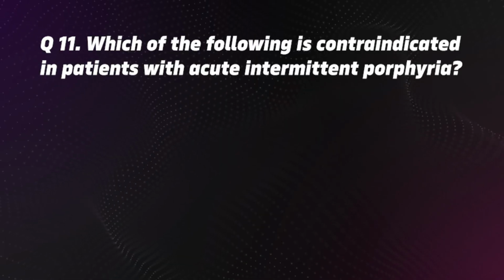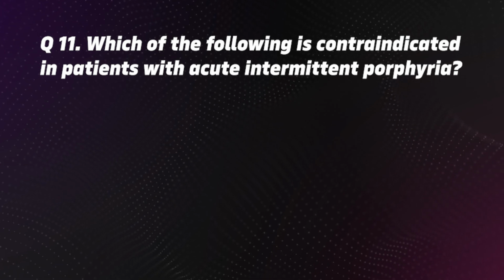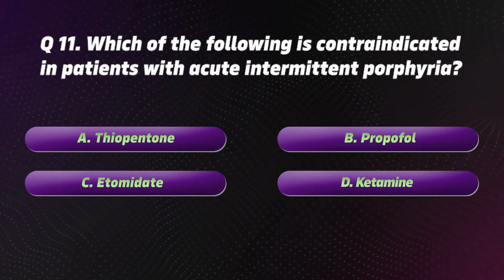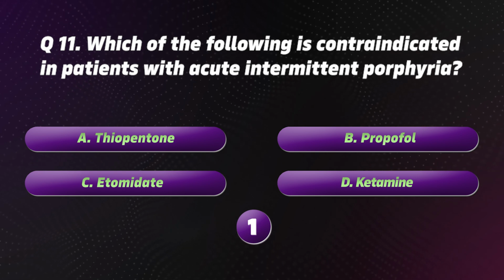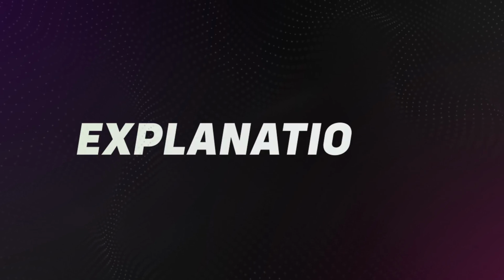Question 11. Which of the following is contraindicated in patients with acute intermittent porphyria? Here are the options. A. Thiopentone, B. Propofol, C. Etomidate, D. Ketamine. And the correct option is A. Thiopentone. Here is the explanation.